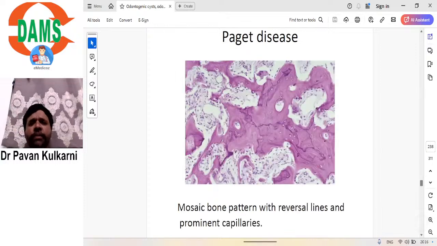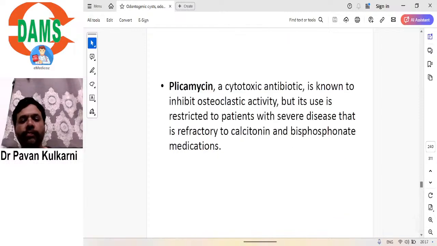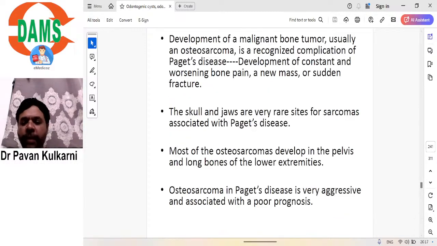Now in this histopathology of Paget disease, we have to appreciate the mosaic bone pattern. This is also called the zigzag puzzle pattern. And you can see the blue lines in the center of the bone. Those blue lines are nothing but prominent reversal lines. Those prominent reversal lines are very characteristic of Paget disease. Okay, that's about Paget disease.